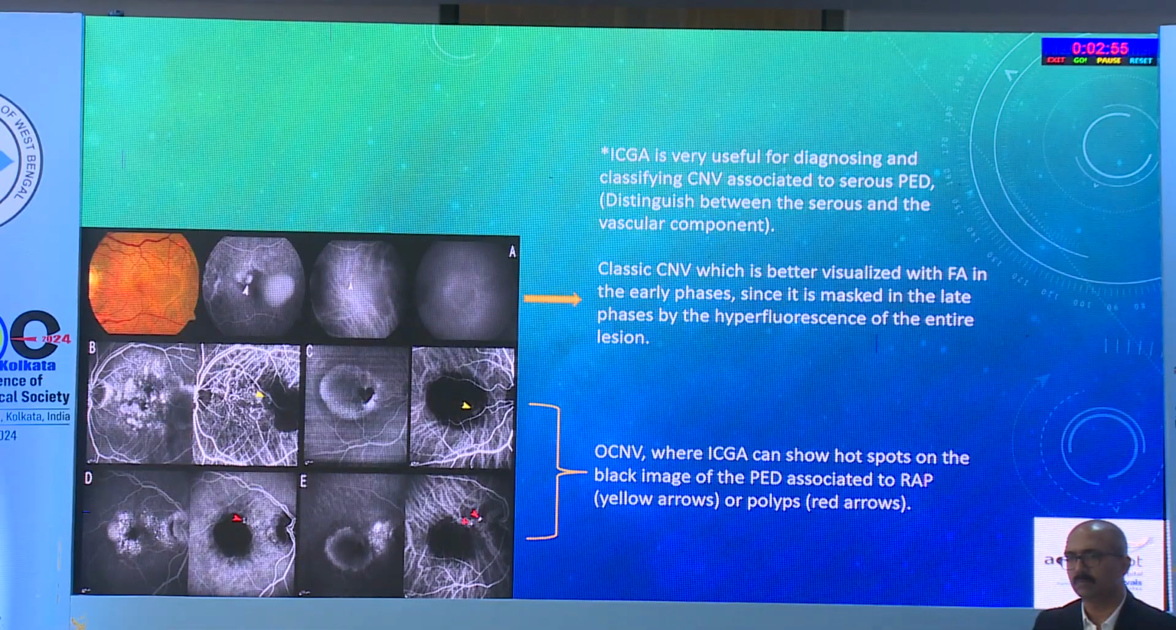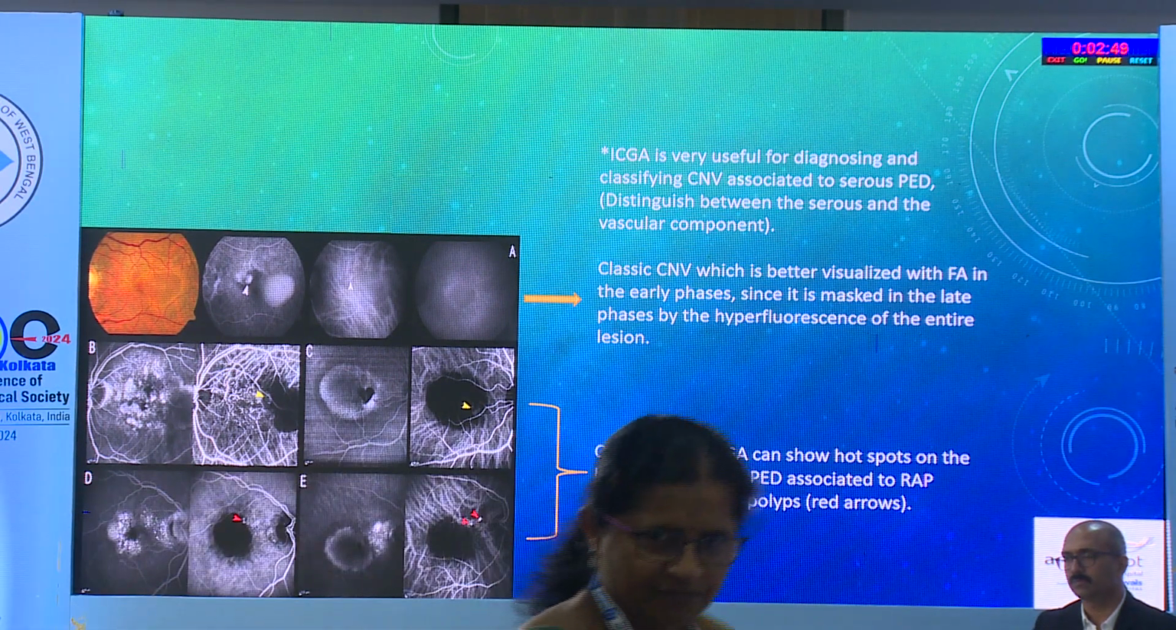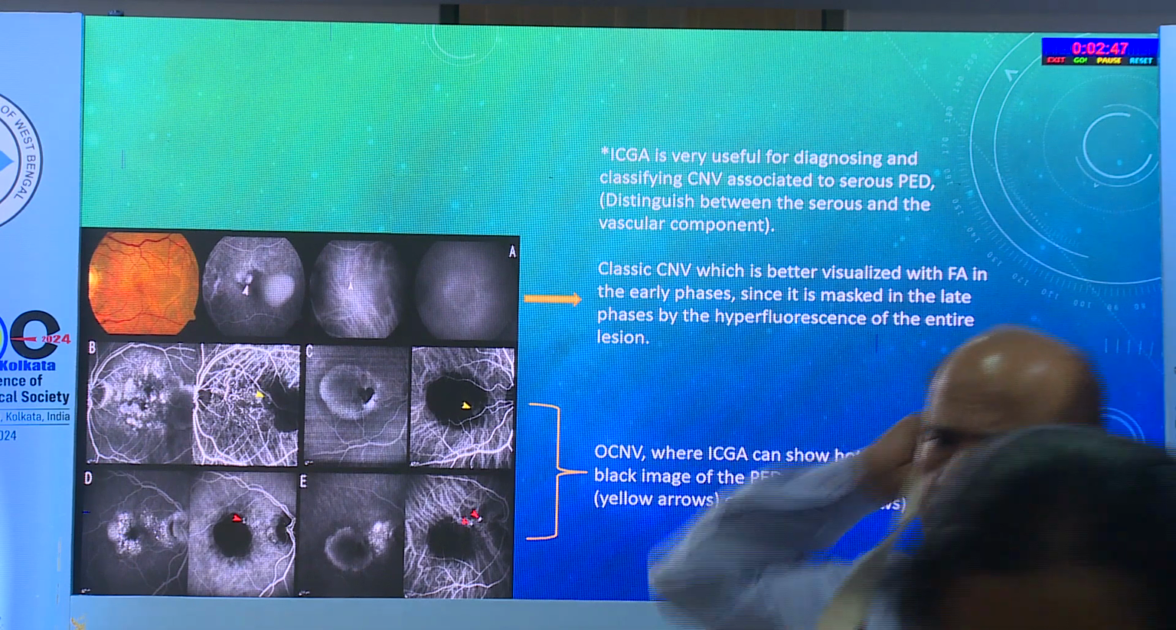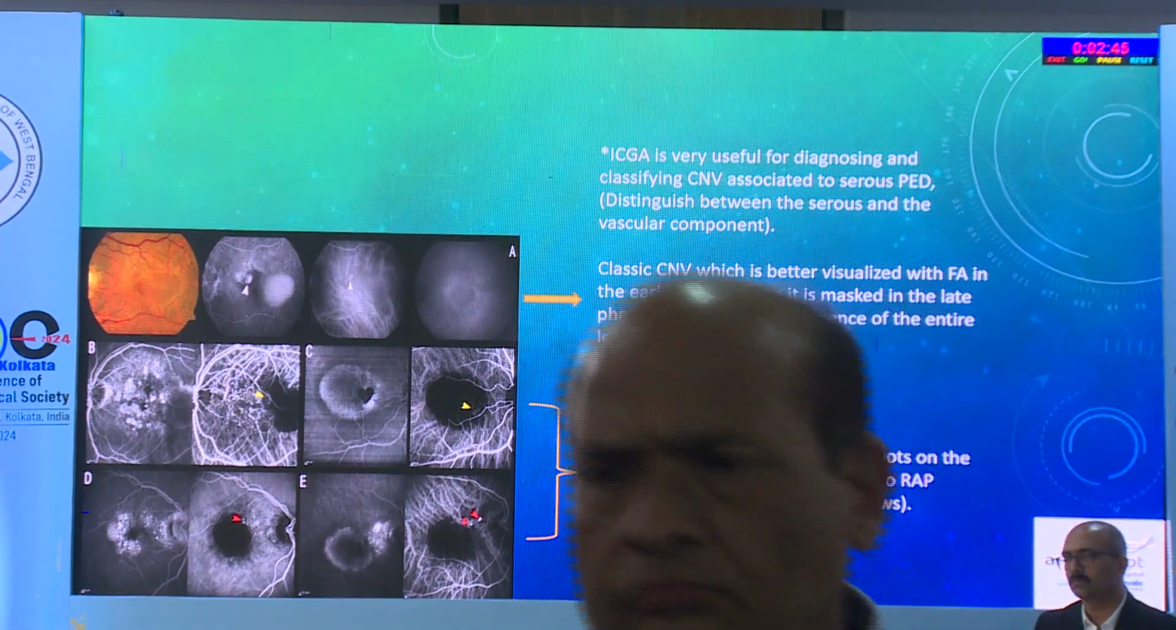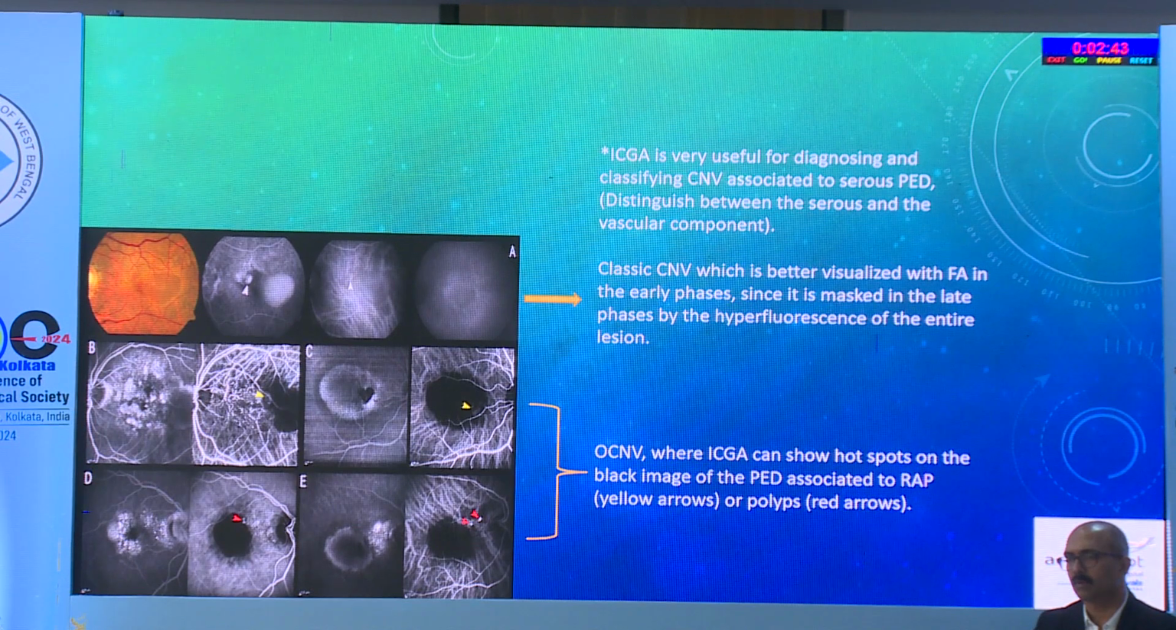ICGA is very useful for diagnosing and classifying CNV associated with serous PED, to distinguish between the serous and the vascular component. Classic CNV is better visualized with FA in the early phases, since it masks the late phases by the hyperfluorescence of the entire lesion. In occult CNVM, ICGA can show hot spots on the black image of the PED associated with RAP; the yellow arrows are the polyps, with the red arrows.